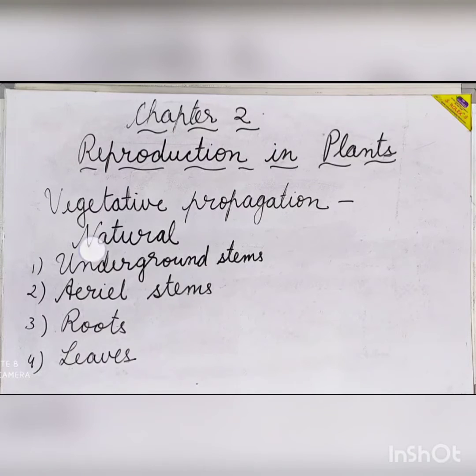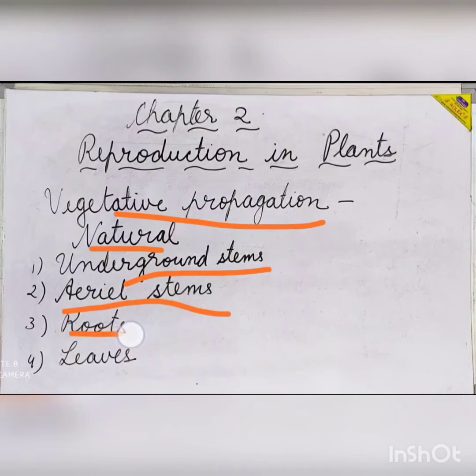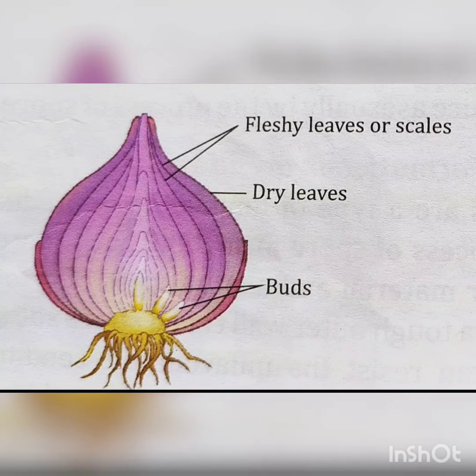The natural vegetative propagation can be done by the underground stems, the aerial stems, roots and leaves. We are going to study all of these one by one. The underground stems such as bulb, rhizome, corm, tuber and runner help the plant to reproduce vegetatively under favorable conditions.